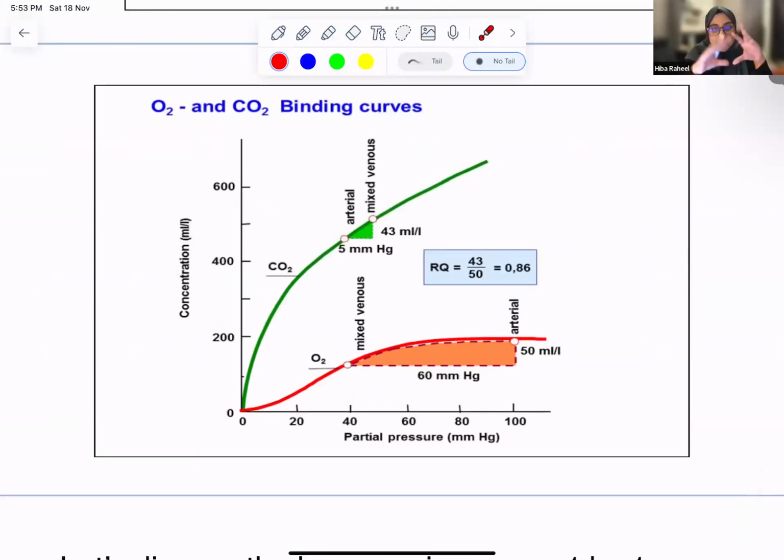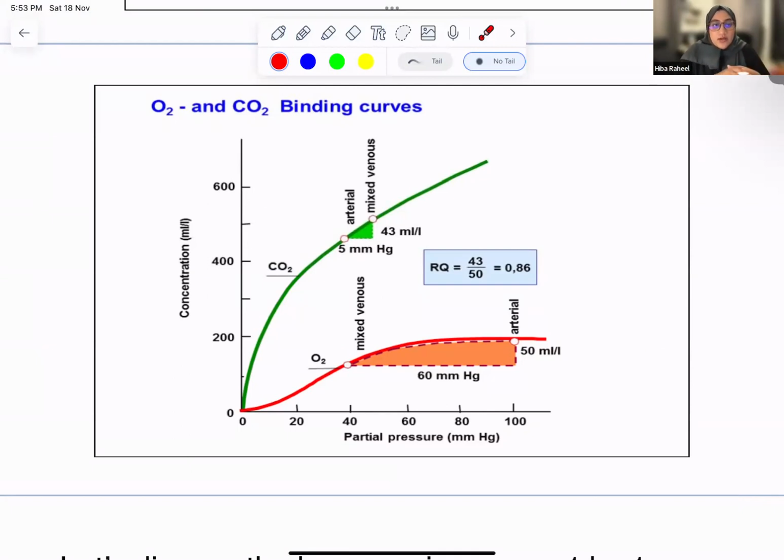Okay, now the binding curves. Now this curve seems more complicated than it actually is. It took me a while to understand this as well, but basically the gist of it is that whenever we talk about the VQ mismatch, I've mentioned again and again that as oxygen increases, VQ increases. As oxygen decreases, VQ decreases, right? But I don't mention carbon dioxide.